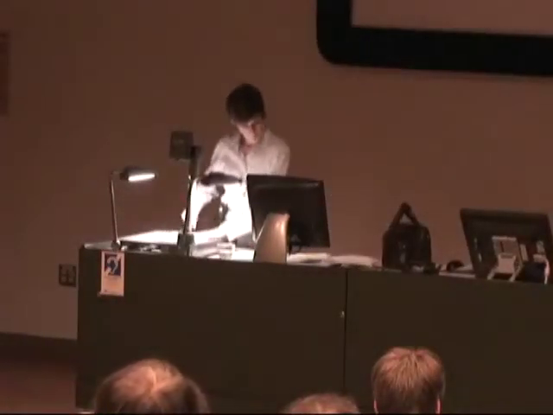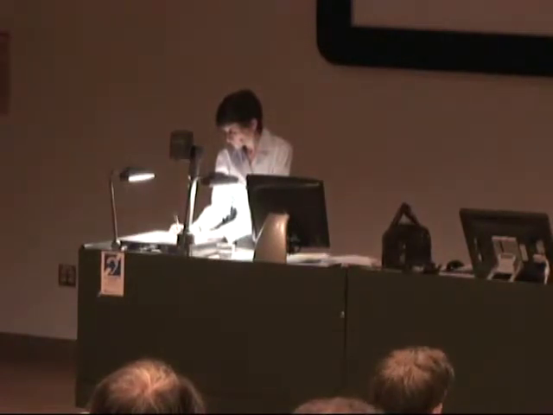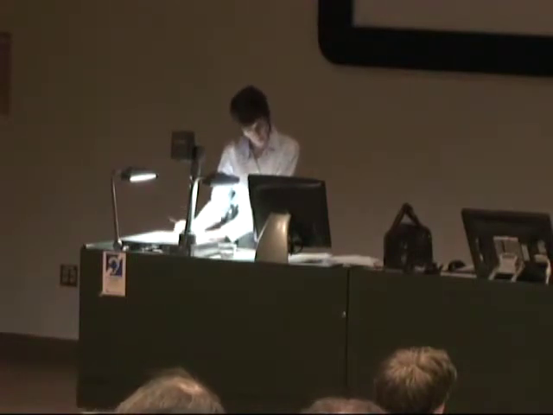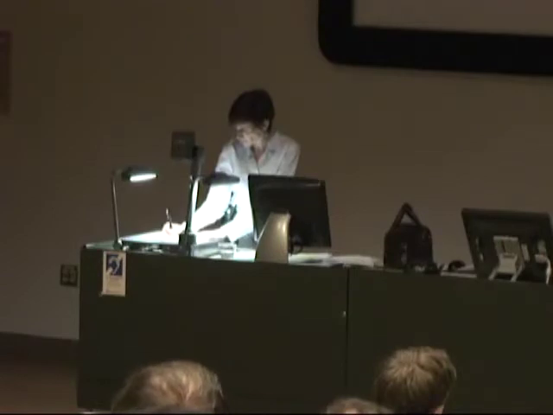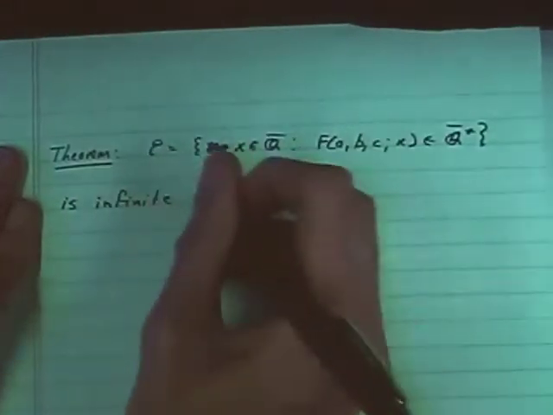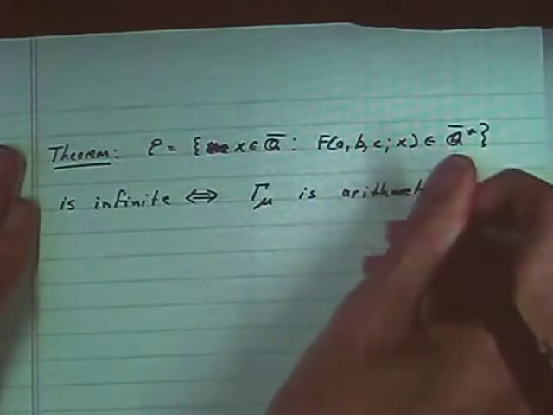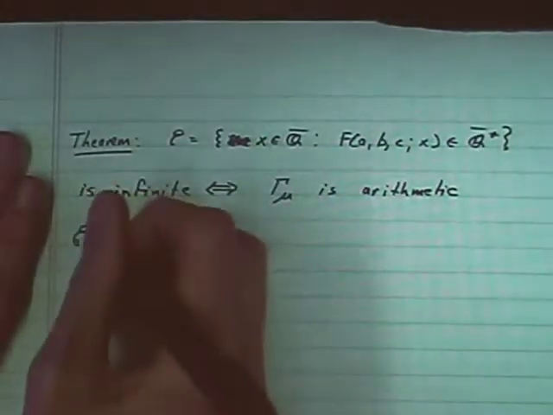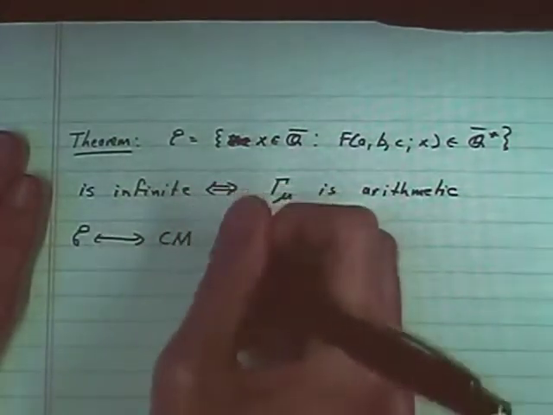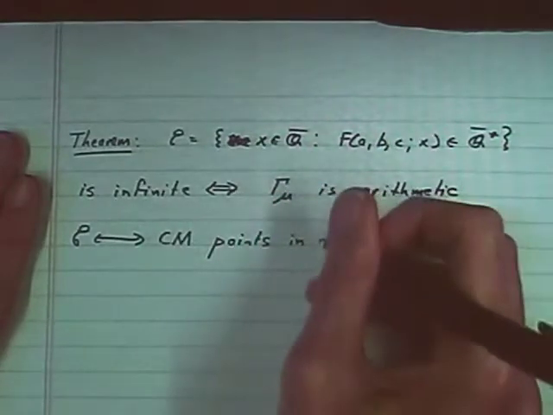So to summarize, one gets the following theorem. Suppose A, B, C are rational and the monodromy group is infinite, then the exceptional set, oh, now I have C, so this is bad, is infinite if and only if the corresponding monodromy group is arithmetic. And whether it's infinite or finite, the points of E correspond, just like for the J function, to certain complex multiplication points in a Siegel modular variety.